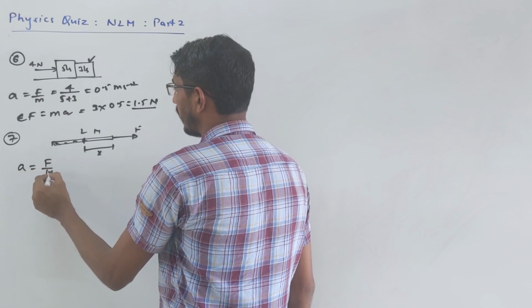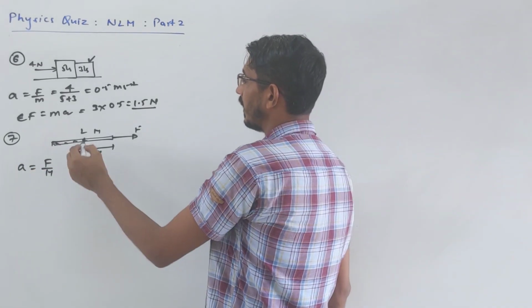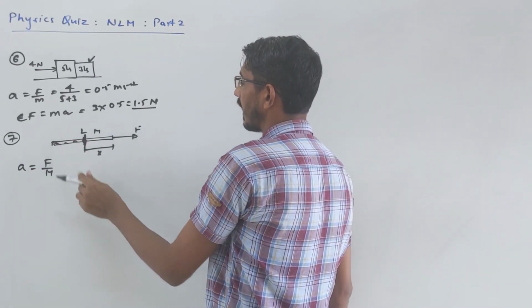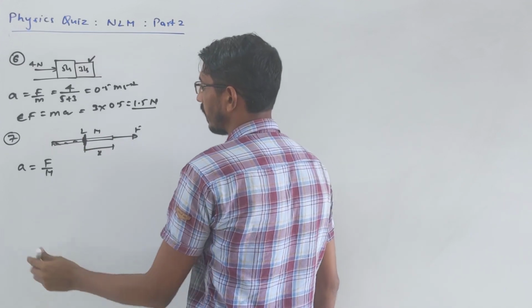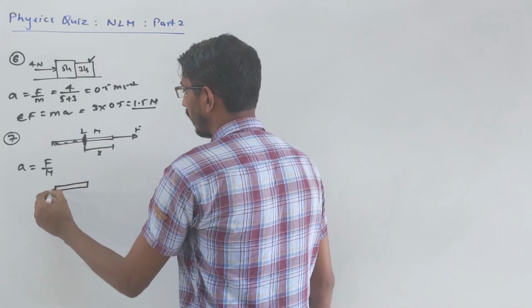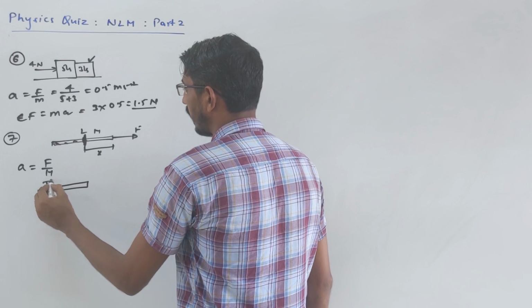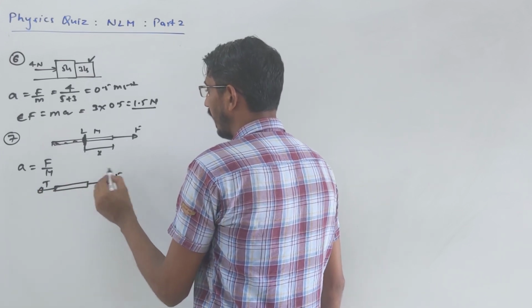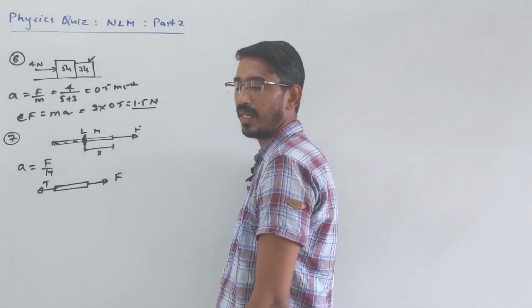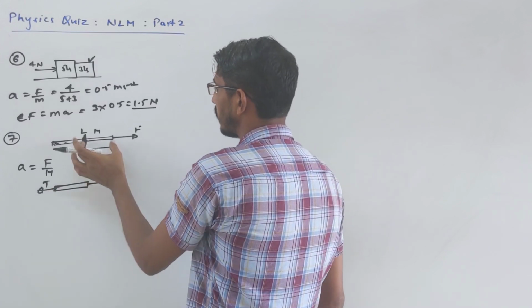So F by m, this is acceleration. Now you want to find tension at this point. So let's take FBD of any one. You can take FBD of this part. When you cut and remove it here, the tension you want to calculate is T, and here the force is F. And what is the mass of this part? I told you how to calculate the mass of this much part.